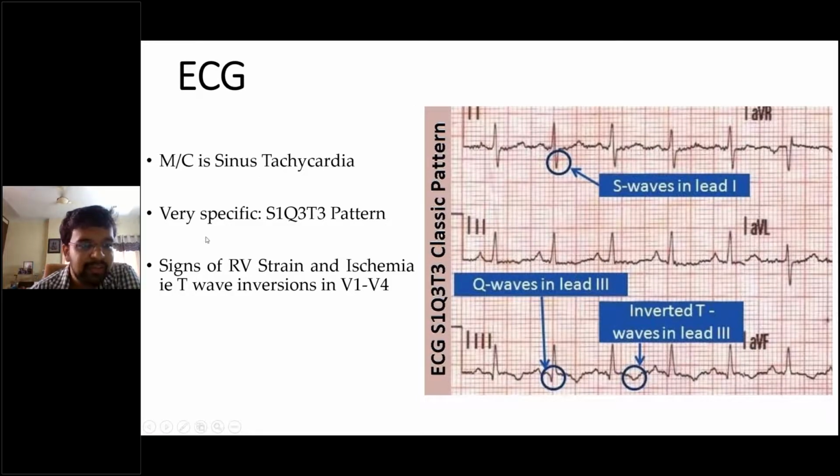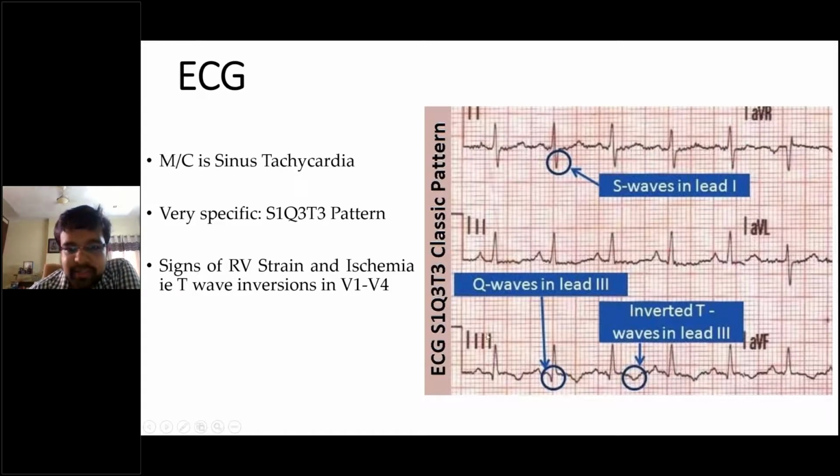A very specific finding is something known as the S1Q3T3 pattern. So again, it is very specific. That means that it is not very commonly present. You will not very commonly find the S1Q3T3 pattern in the ECG of a patient with pulmonary embolism. But if present, yes, it will indicate कि हाँ pulmonary embolism हो सकता है. Obviously there are signs of right strain and right ventricular ischemia, which is determined by T wave inversion in V1 to V4. तो अगर हम S1Q3T3 को देखें, what is this?